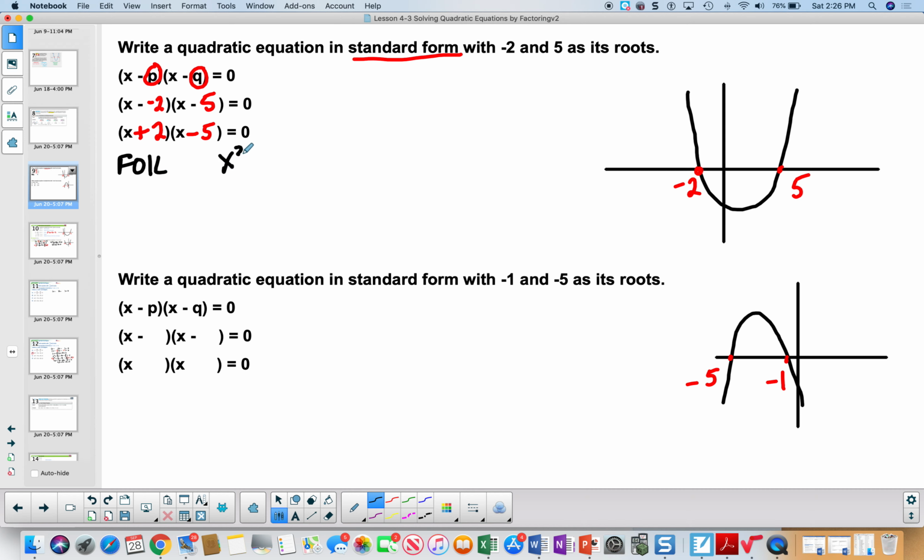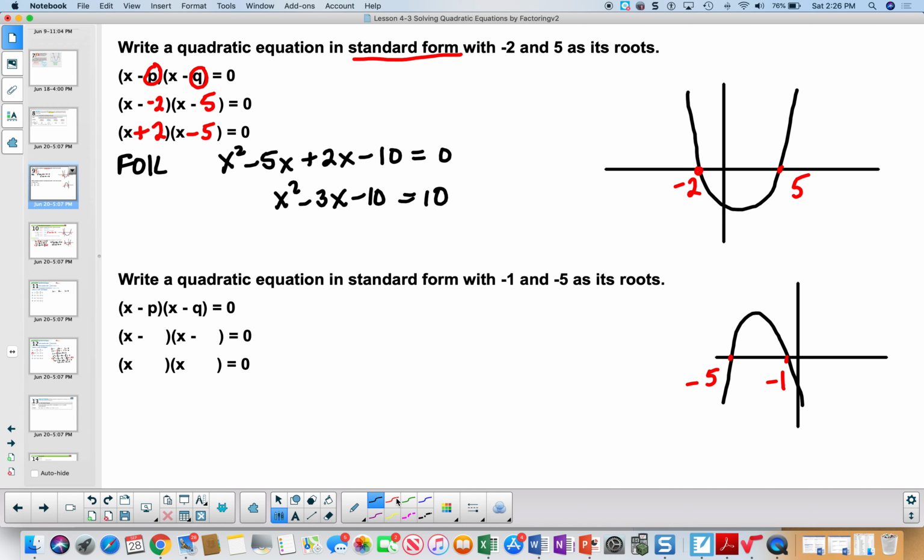So this will be x squared minus 5x plus 2x minus 10 equals 0. And then I'm going to simplify by combining like terms. And this is the answer. This is what we call standard form. All right, let's do it again. And we have a quadratic equation. It could be going down or it could be going up.